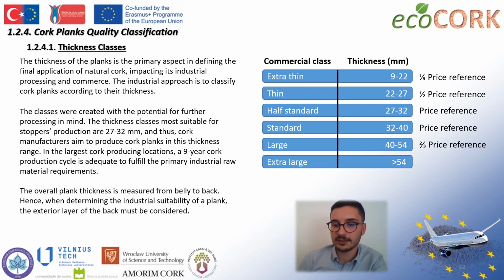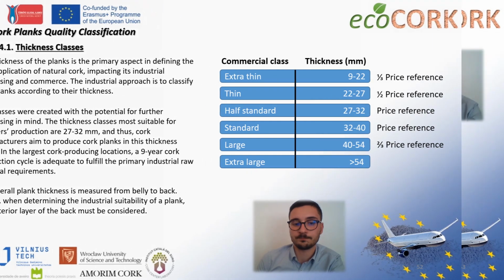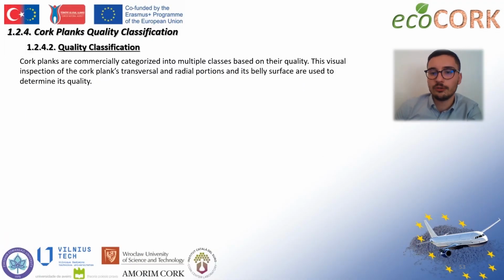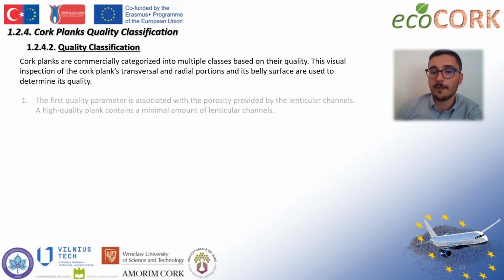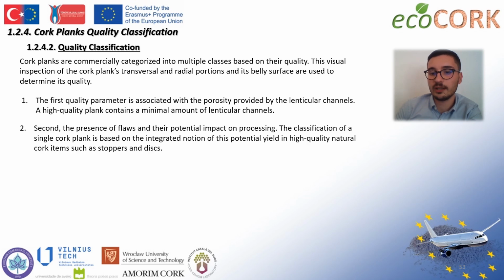From front to back, the thickness of the plank is measured. Cork planks for sale are put into different classes based on how good they are. The quality of the cork plank is judged by looking at its transverse and radial sections as well as its belly surface. The first quality criterion has to do with how porous the lenticular channels are. Second, the presence of flaws and how they might affect processing.